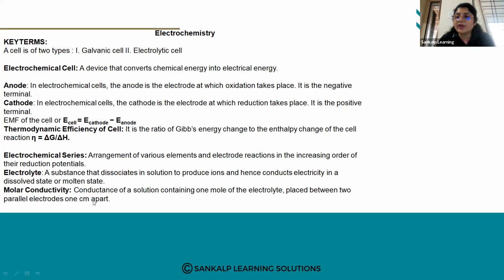Then what is electrochemical series? It is the arrangement of various elements. Reduction potentials will be given for all the metals. When you arrange the elements in the increasing order of their reduction potential, it gives rise to the electrochemical series.